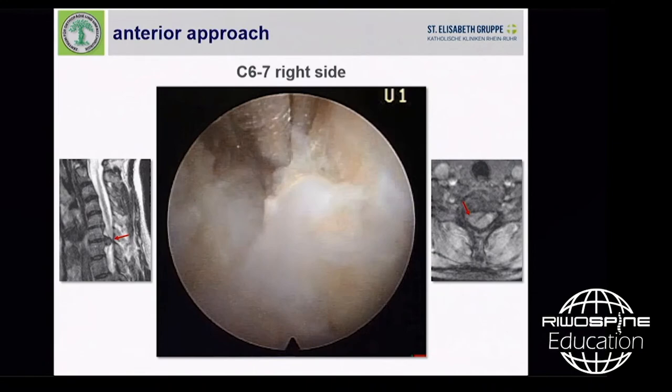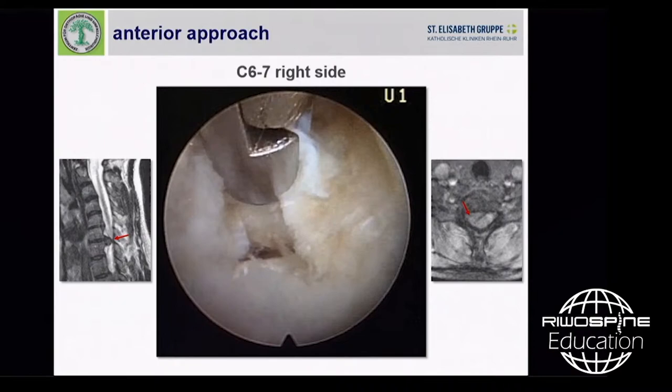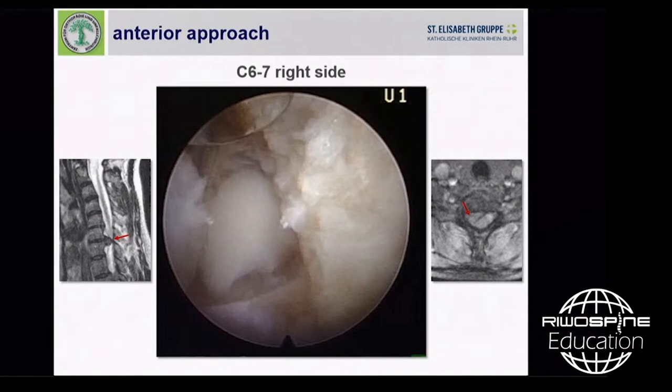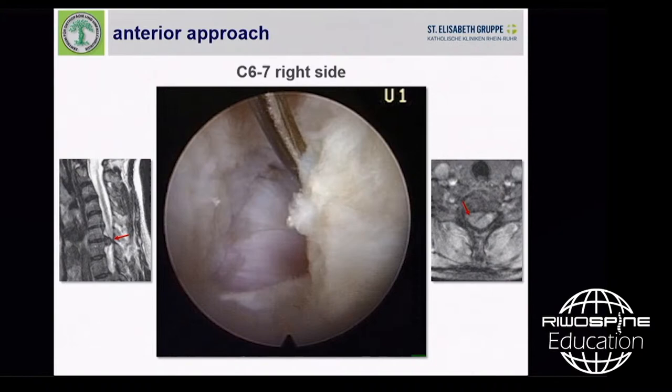So resection then of the herniated material. And we have the possibility to palpate with a flexible probe a little bit behind the vertebral bodies. And you see already the dura here of the cervical myelon. So palpation here, fishing for some remnant pieces.